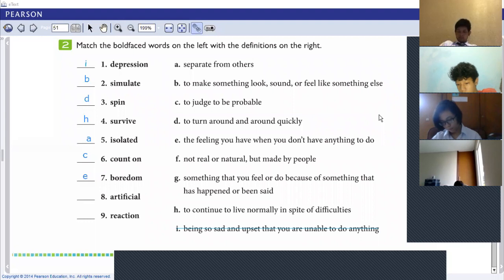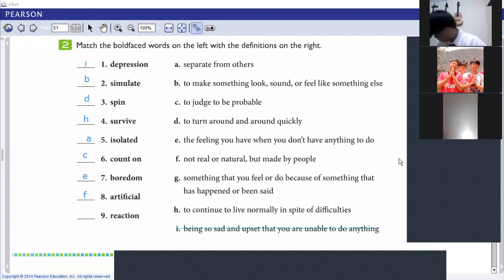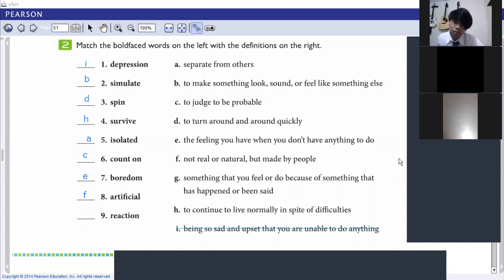What is that one? Okay, let me see. Who should we ask? Christian? I don't know how to pronounce it. Is it Caris? How do you pronounce that? Yes, miss. Can you do number 9? What's reaction? Reaction, something that you feel or do because of something that has happened or been said.